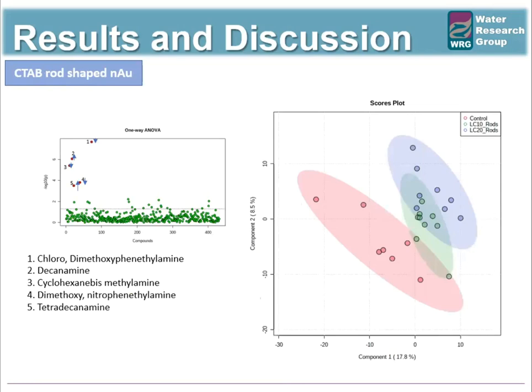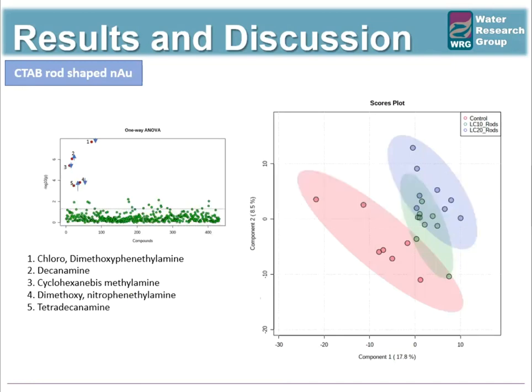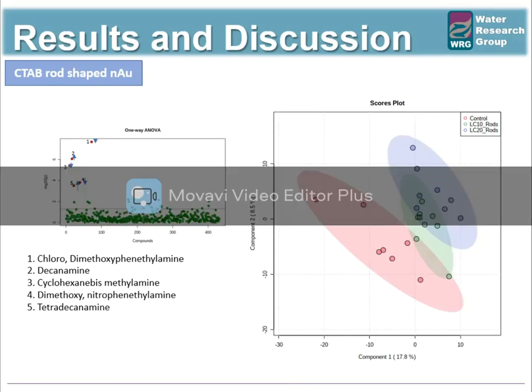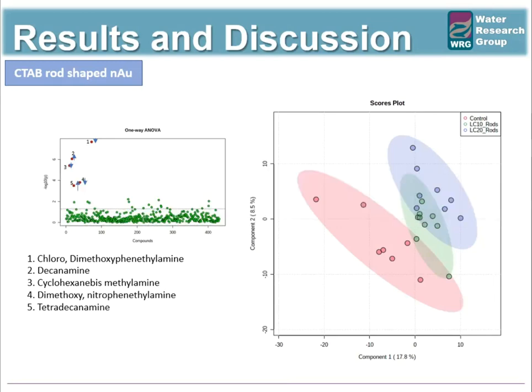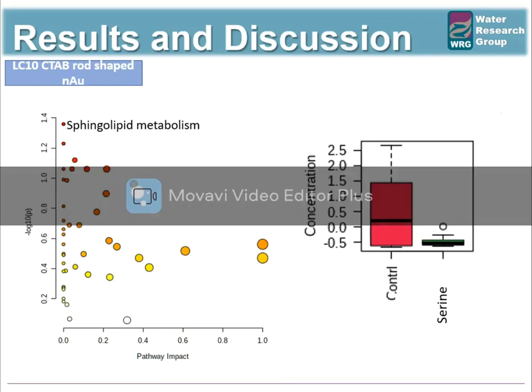During CTAB rod shape, in ANOVA, metabolites 2 and 5 showed a significant increase, whereas the rest of the metabolites showed a significant decrease when compared to the control. The PLSDA diagram showed separation of LC20 from the control and overlap between LC10 and 20. During LC10, serine showed a significant decrease when compared to the control during the highlighted pathway.